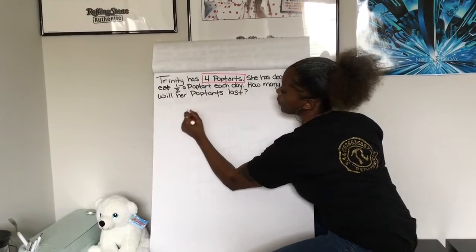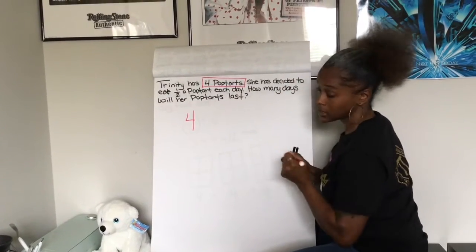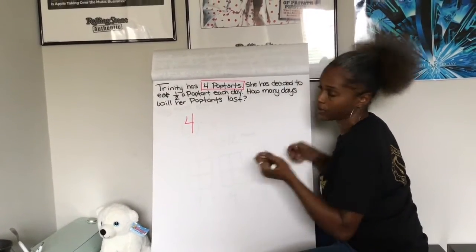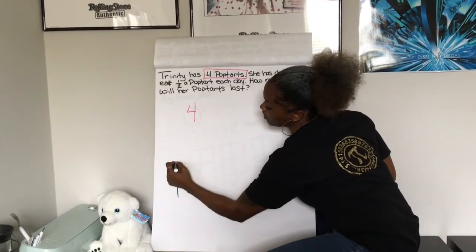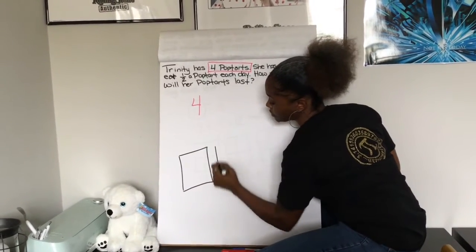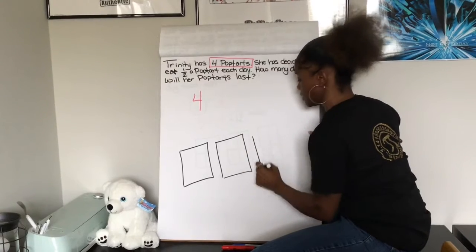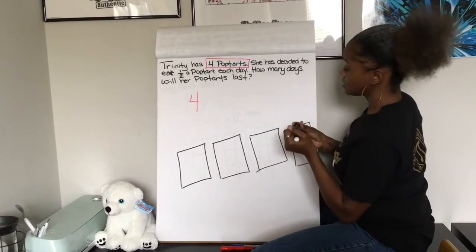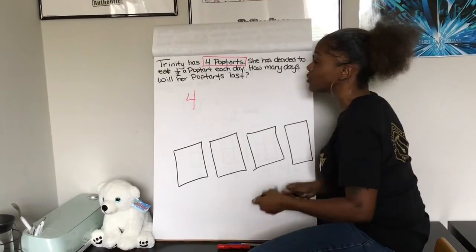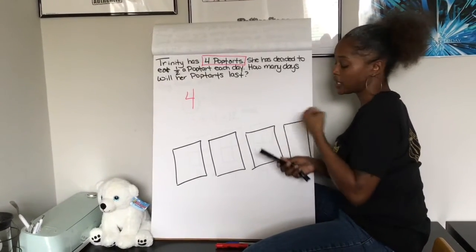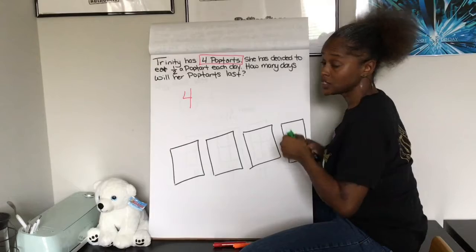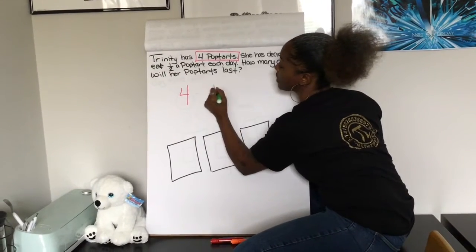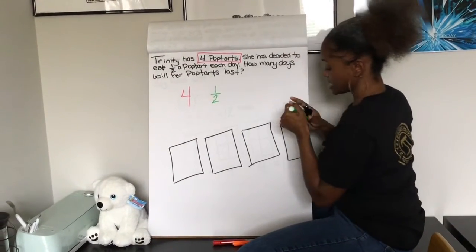She has 4 Pop-Tarts. And let's go ahead and set up our picture because I know you're not going to believe me. So we have Pop-Tart 1, Pop-Tart 2, Pop-Tart 3, Pop-Tart 4. So we have 4 Pop-Tarts, and she's going to eat half of a Pop-Tart each day. How much is she eating? She is only going to eat 1/2 each day.